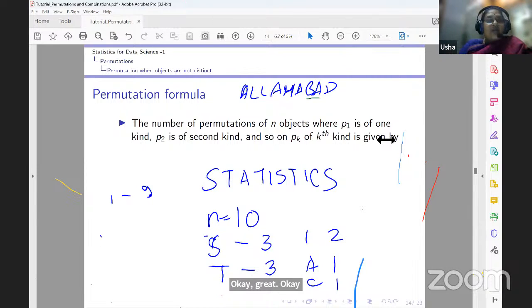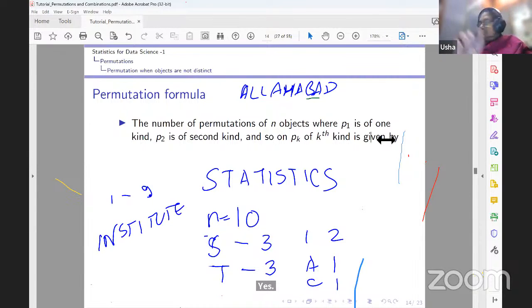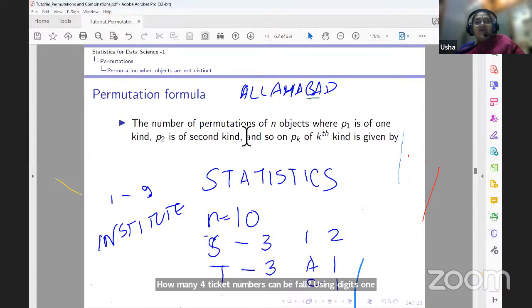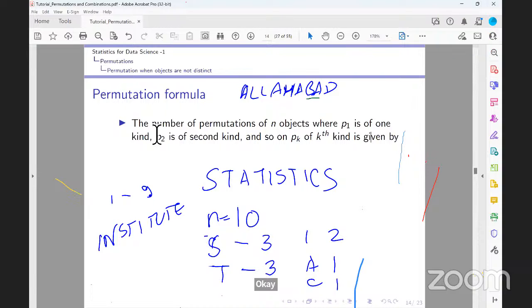Again, how many ways can I arrange the letters of institute? This is just trying it out, revising the concept. 9 factorial by 3 factorial into 2 factorial into 3 factorial. Okay, very good.